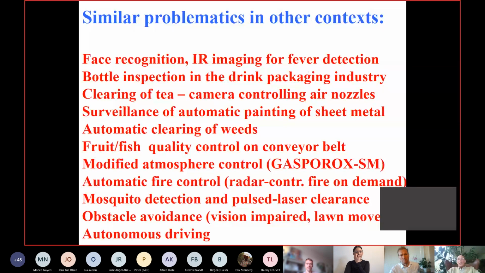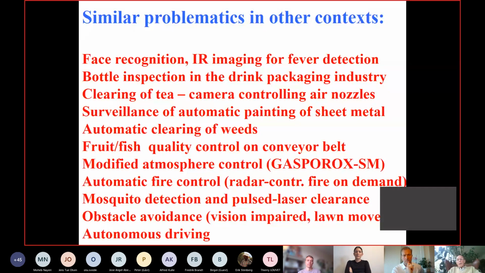There is a streak for hundreds of meters of sheet metal. Automatic clearing of weeds. Somebody discussed with me making a machine in agriculture which goes along the crops and picks out the weeds but leaves what should be standing there. It's exactly the same problem as we discussed here today. Fruit and fish quality control on a conveyor belt. I was approached from Norway looking into fish fillets, to see whether it would be possible to see these nasty worms that sometimes are inside the flesh.